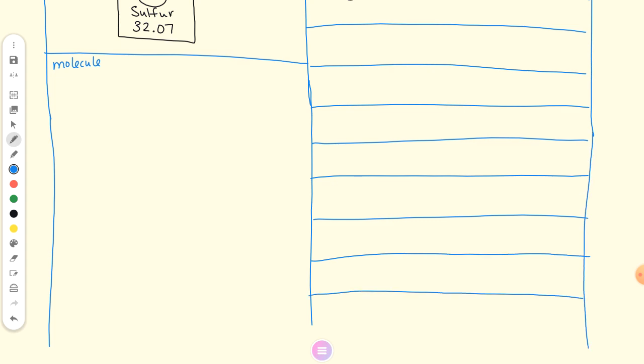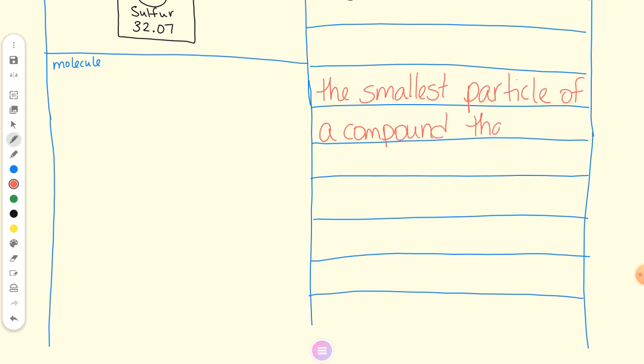What is my definition, Sadie? The smallest particle of a compound that still has the properties of a compound. Okay, the smallest particle, is that what you said? No. The smallest particle of a compound that still has the properties of that compound? Yeah.